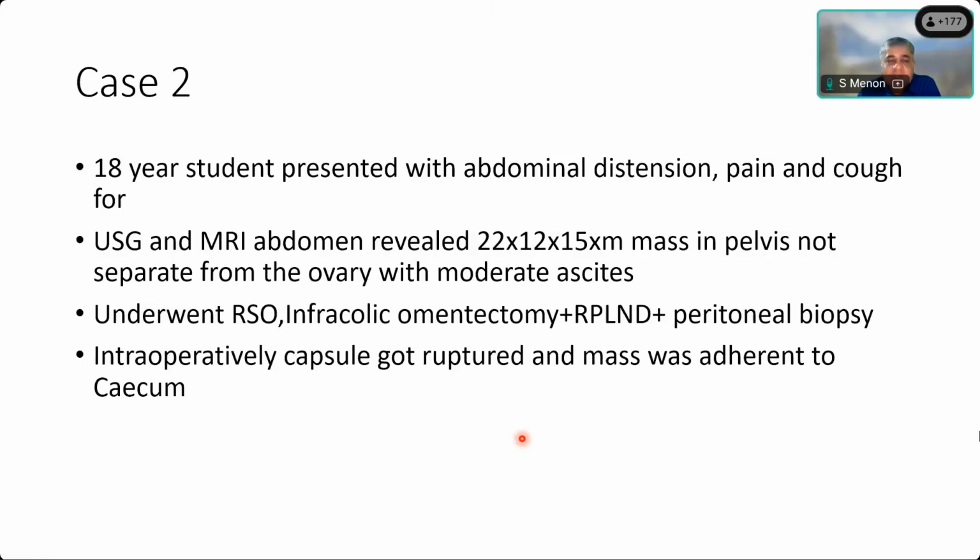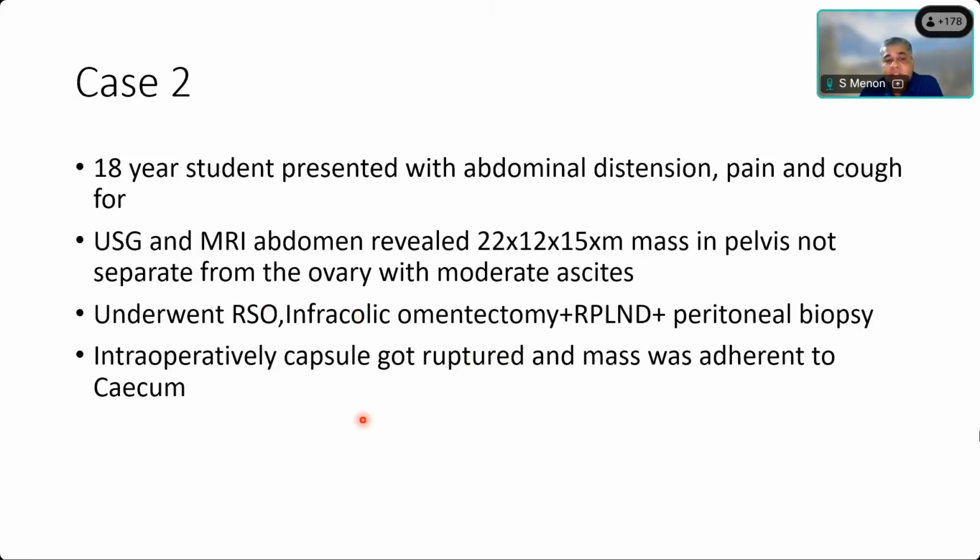Although not very common, supposing this was a 25 or 28-year-old, you should keep a metastasis from the GI tract as a differential diagnosis clinically when you are looking at this patient. But at 18 years, I think a germ cell tumor is highest on the cards, and probably a Sertoli-Leydig would be an important thing in this setting. So they did a right salpingo-oophorectomy, infracolic omentectomy, retroperitoneal lymph node dissection and peritonectomy. And intraoperatively, the capsule got ruptured.